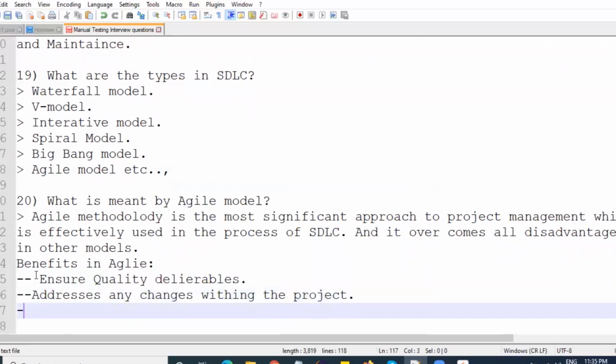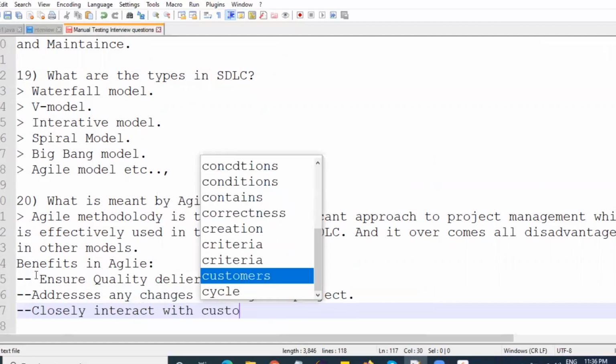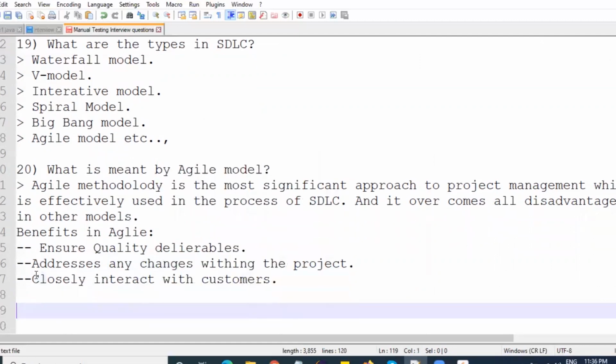And many things are there. It ensures high quality development, and closely interacts with customers. So these are n number of benefits when we use the Agile model.